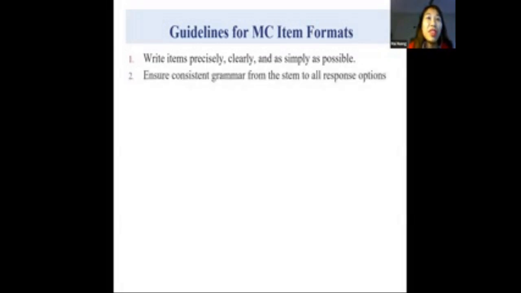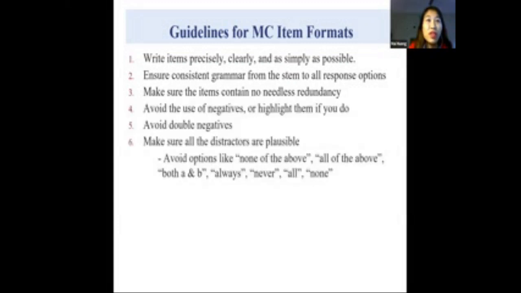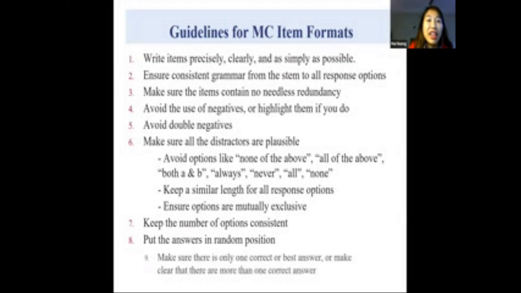Now we move on to the main part of my presentation, which is about the guidelines for writing MCQ. The first one is to write items precisely, clearly, and as simply as possible. That helps the test taker to understand the question. Next, ensure consistent grammar from the stem to all response options. In fact, we have 9 guidelines, and I will try to give you an example for all of them. I will not read each one here, but show you the examples to clarify the guidelines.